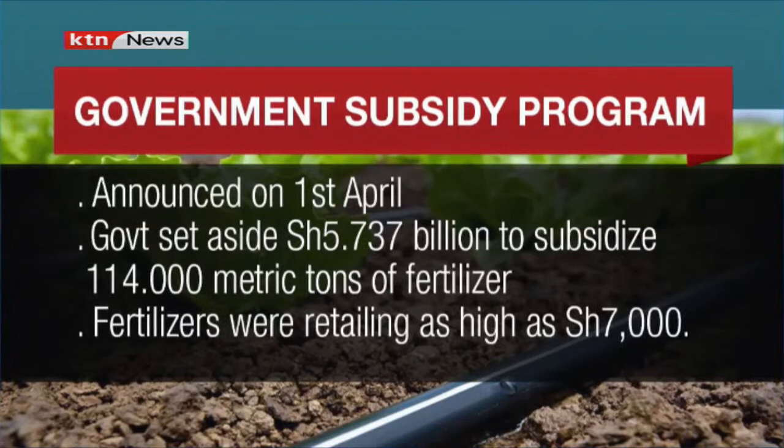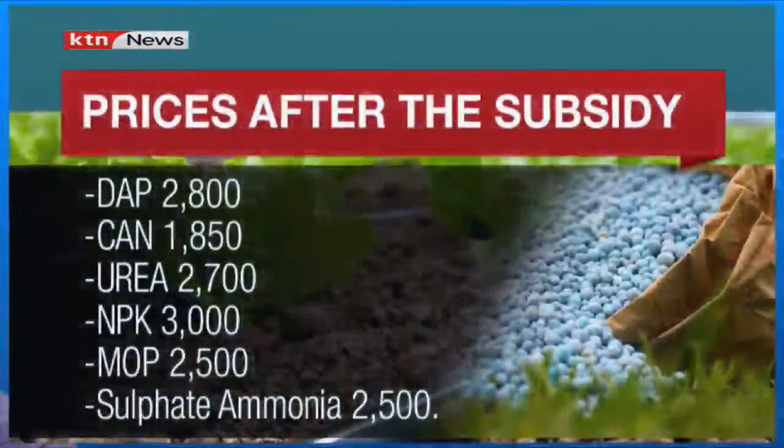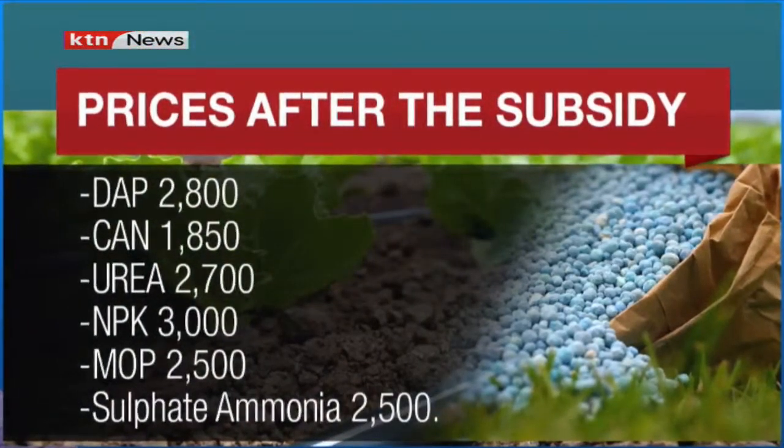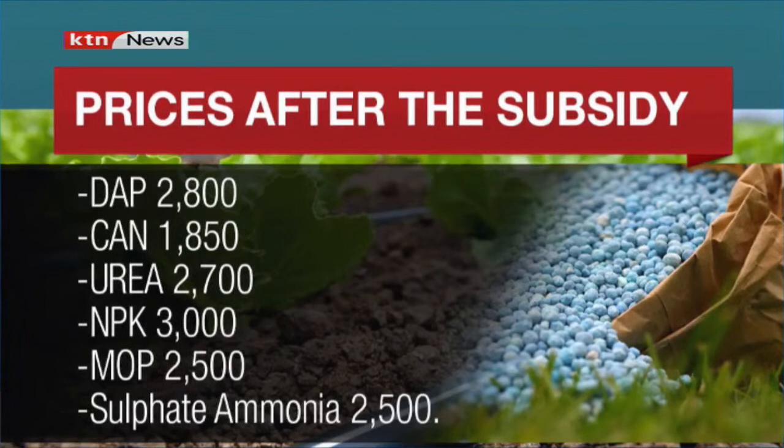Now let's look at the government subsidy program of the fertilizer. It was announced on 1st April. It was to take effect on Saturday, 2nd April, by CS Munya, right there. Government set aside 5.73 billion Kenya shillings to subsidize up to 114,000 metric tons of fertilizer. Fertilizer was retailing as high as 7,000. Let's look at what the prices were after that government subsidy program.